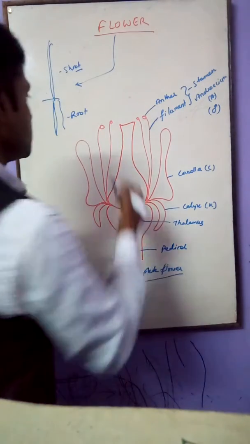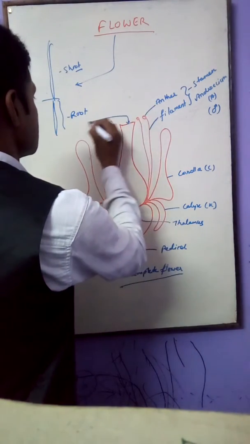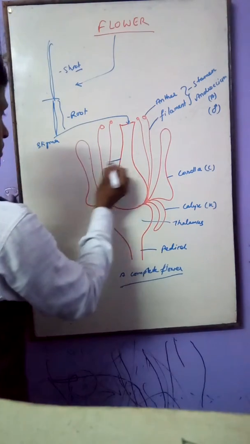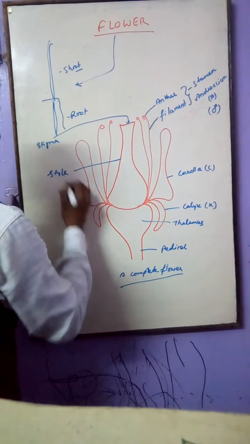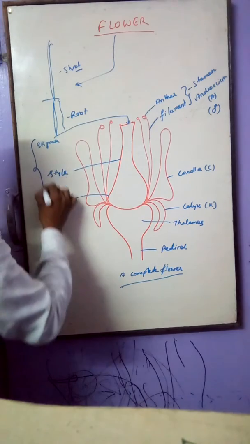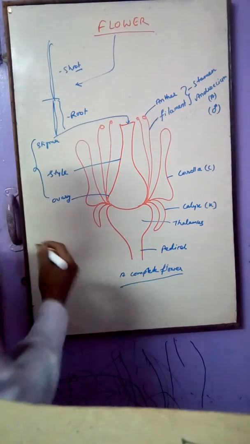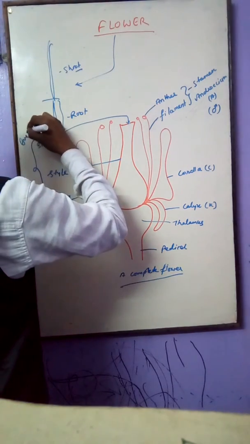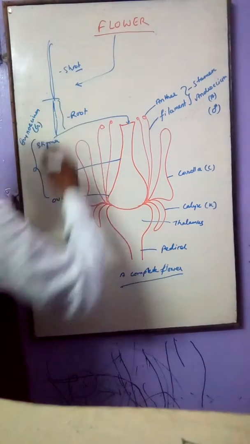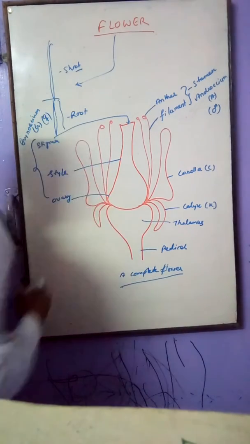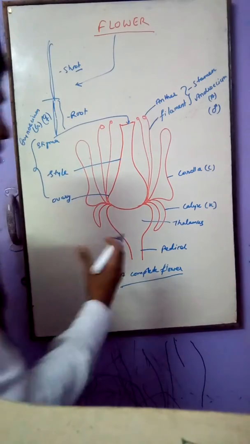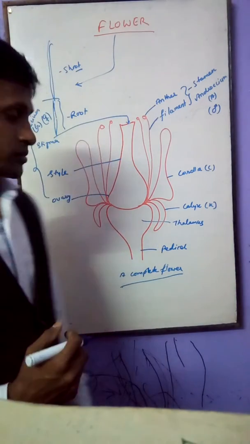The next parts are the stigma, then the style, and the ovary, and these three combined are known as the female part, which is called the gynoecium. It is denoted by G, and this is the symbol for female. So these are the basic parts of a complete flower.